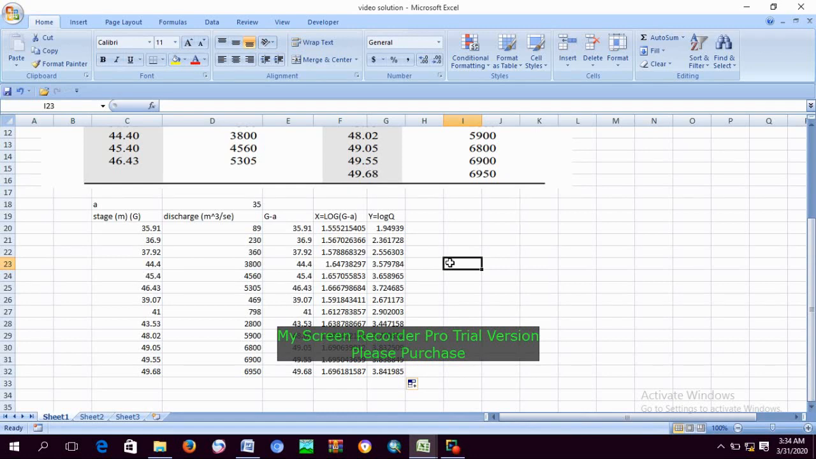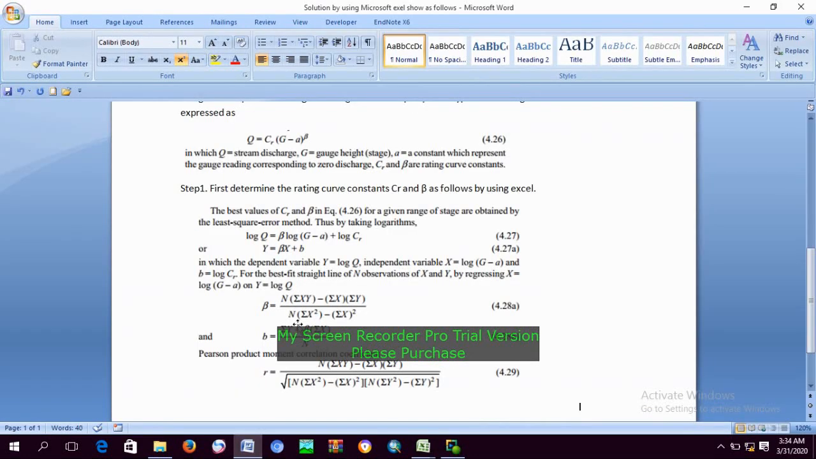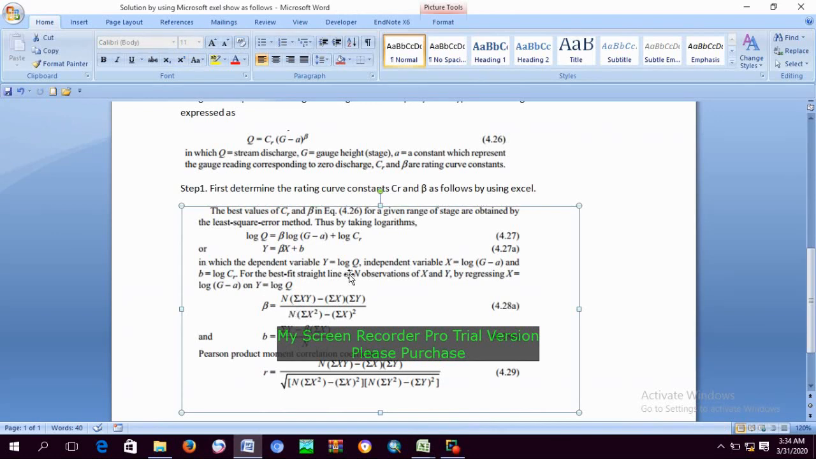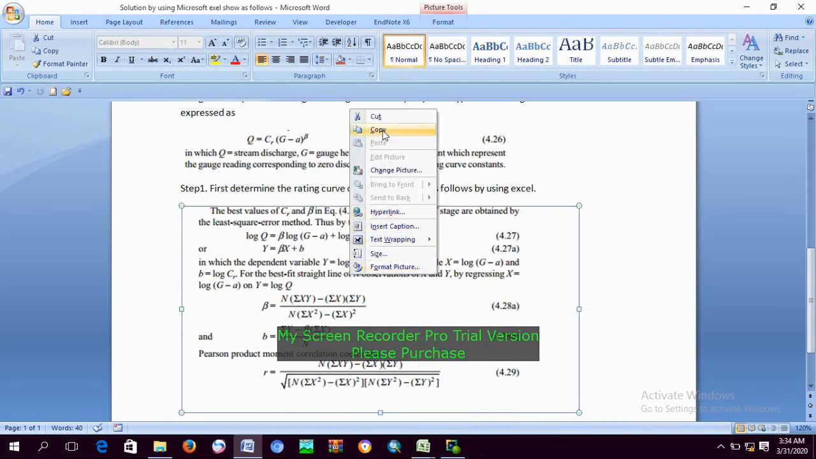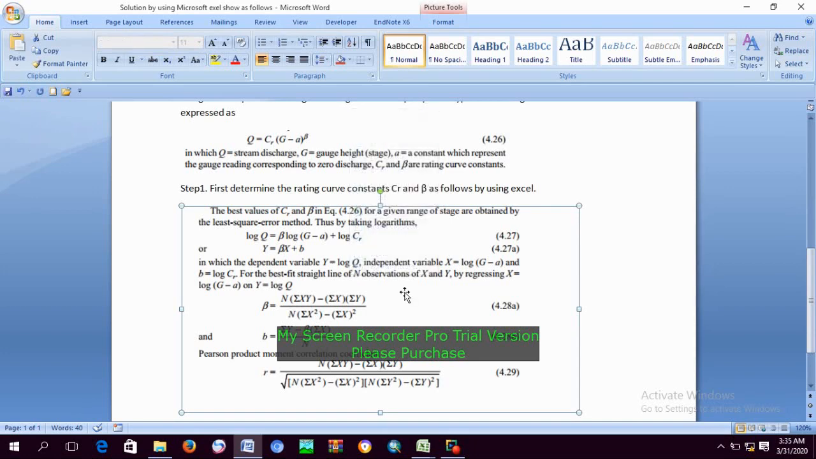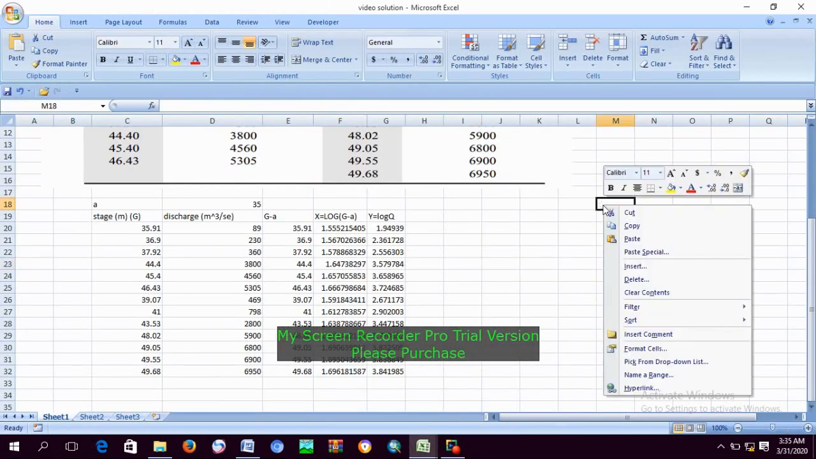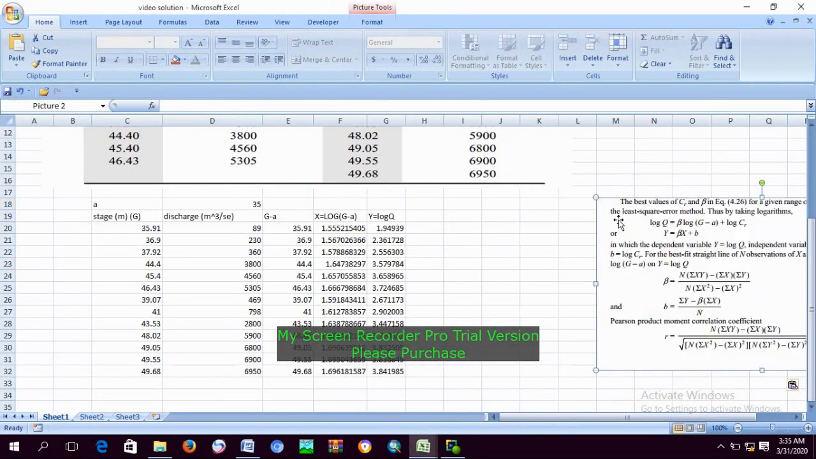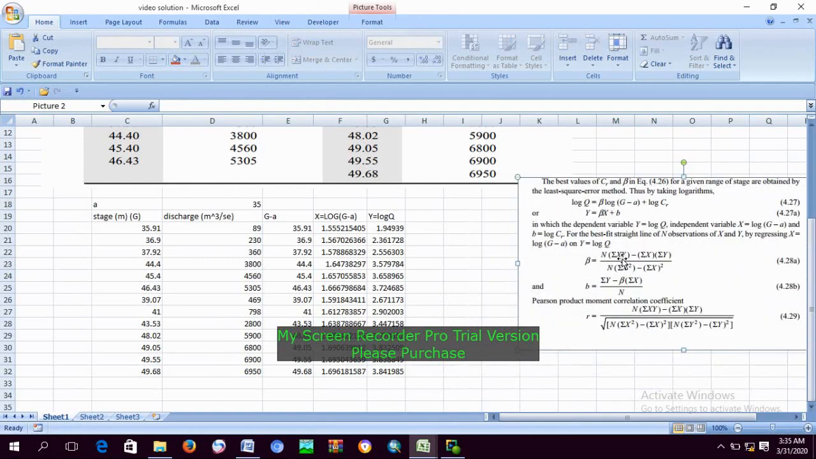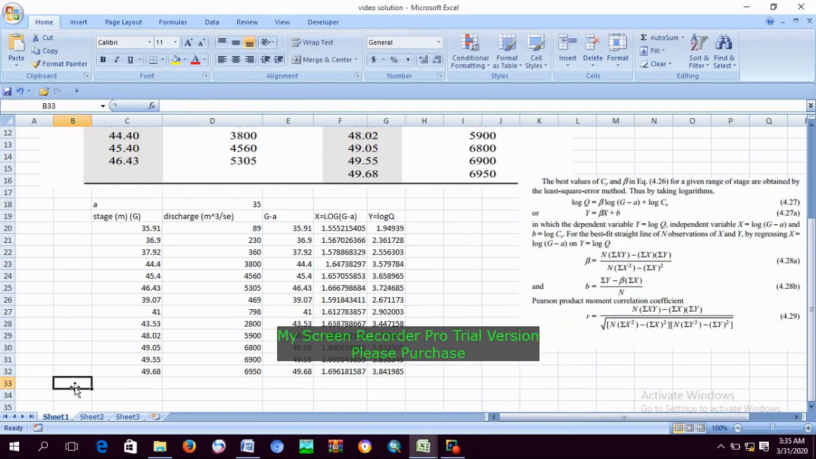After calculating this value, we can determine the regression constants. So from this equation, beta can be determined by using this formula. Then n is the summation of xy, or we can take this formula and move this formula into Excel in order to simplify our work. So from this there is the n value, or the number of samples.